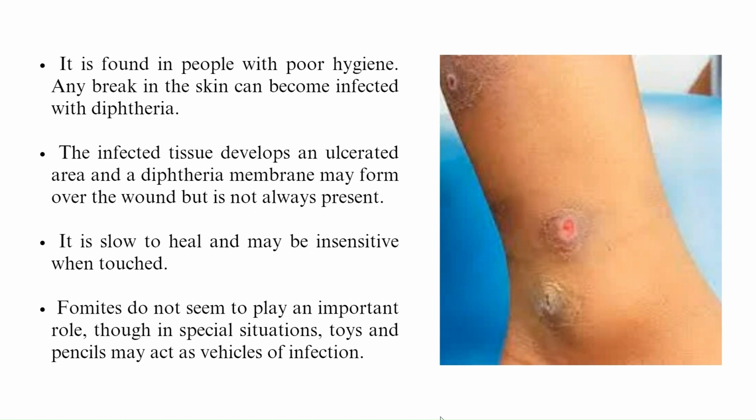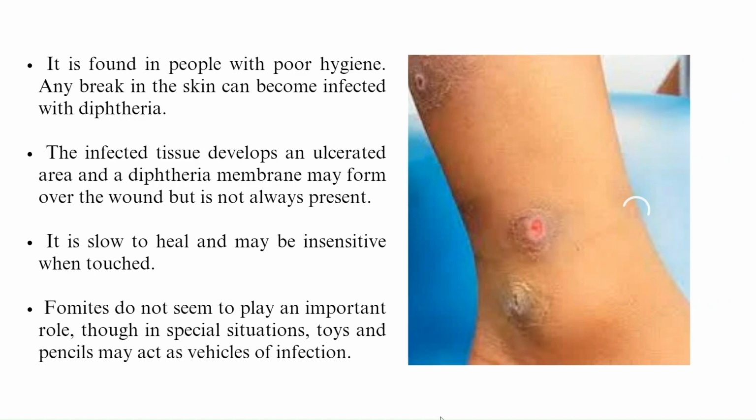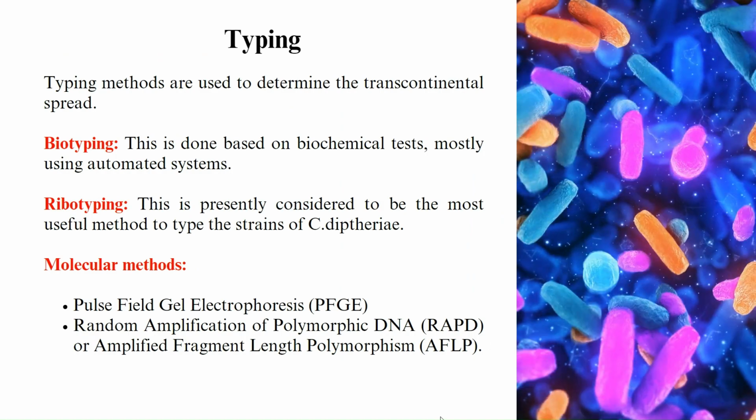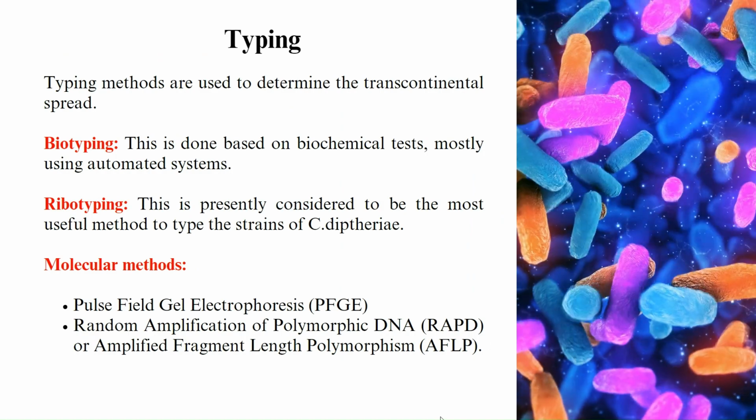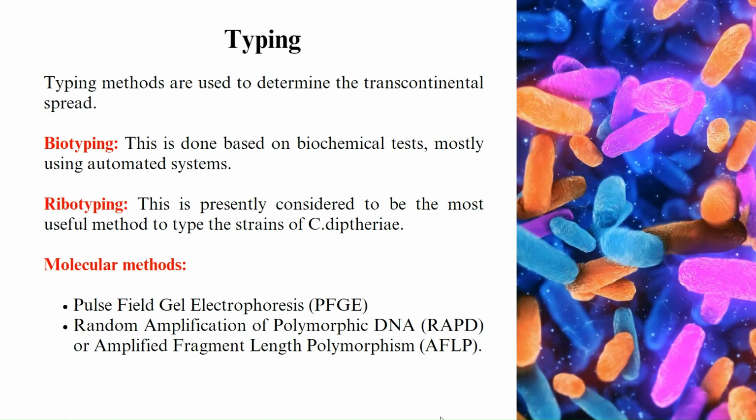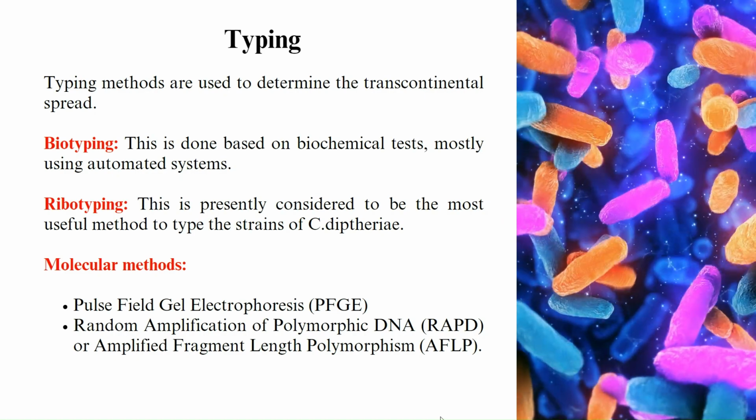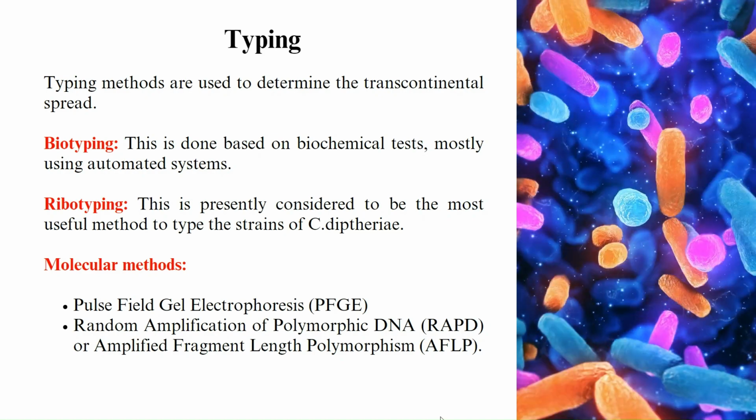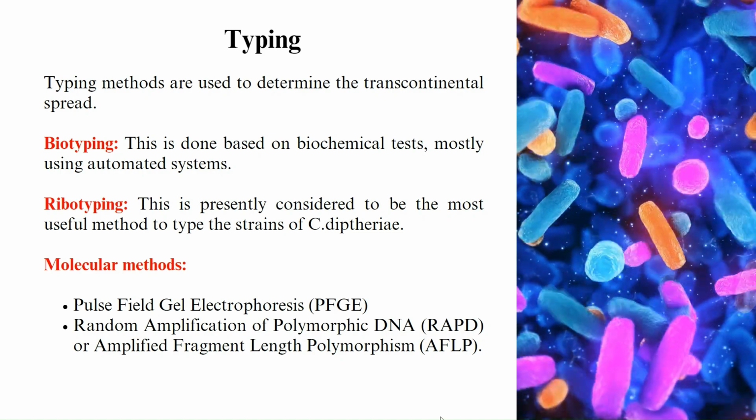Fomites do not seem to play an important role, though in special situations, toys and pencils may act as vehicles of infection. Typing. Typing methods are used to determine the transcontinental spread. Biotyping. This is done based on biochemical tests, mostly using automated systems. Ribotyping. This is presently considered to be the most useful method to type the strains of Corynebacterium diphtheriae.